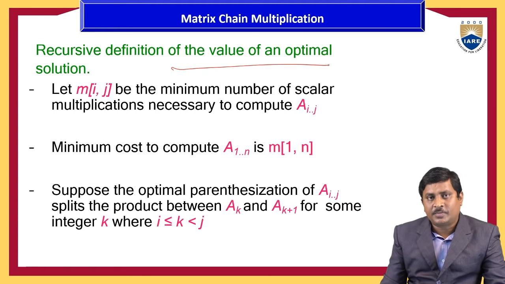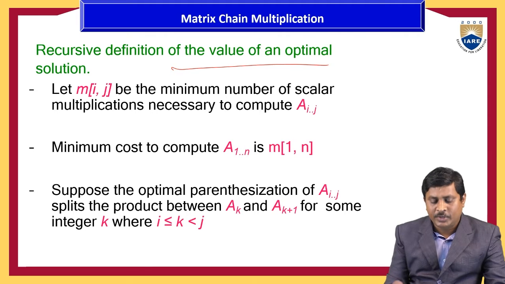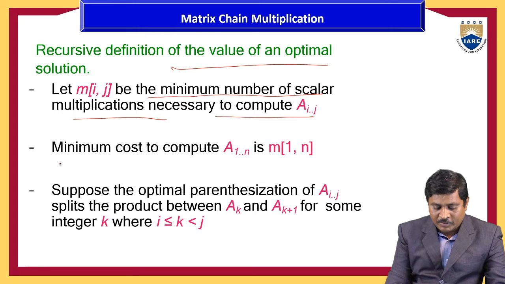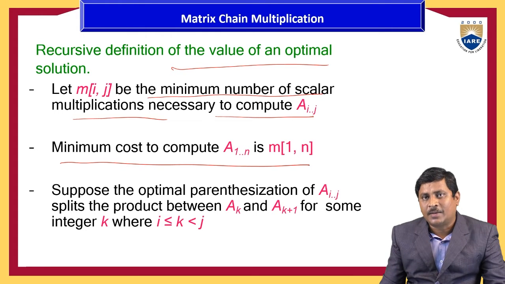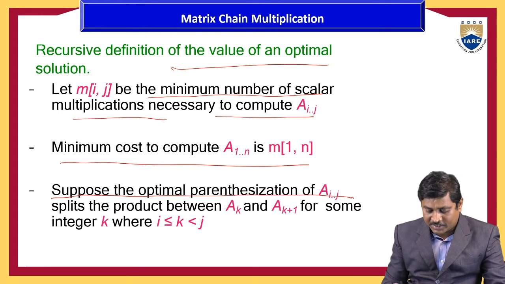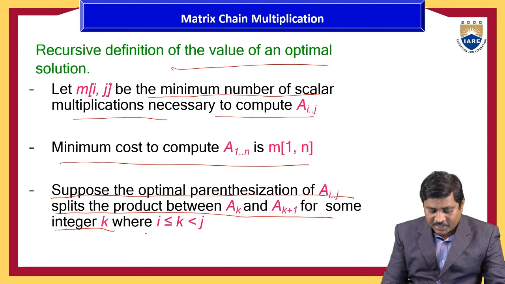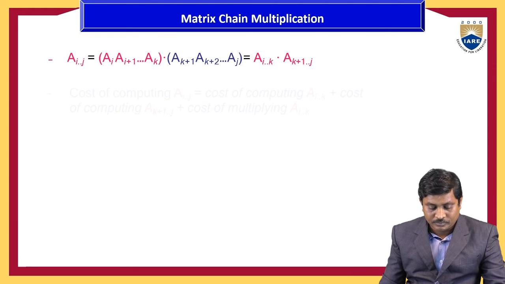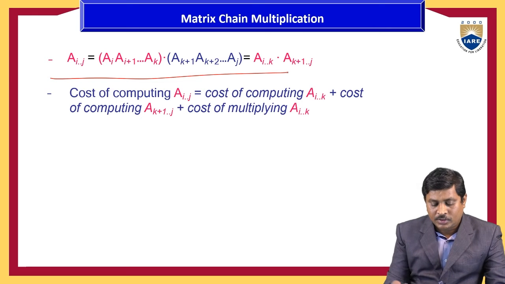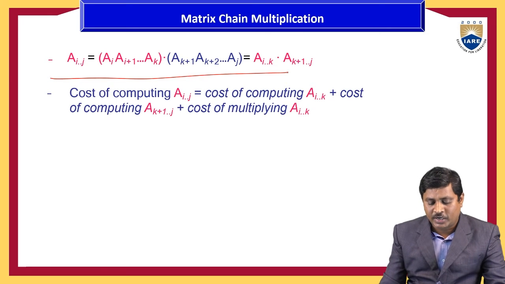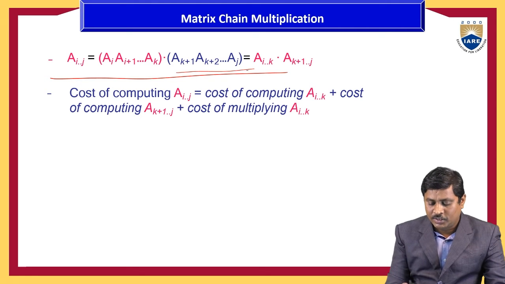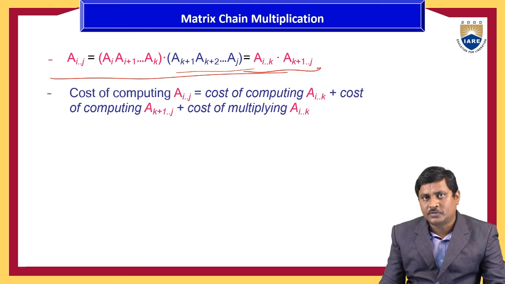Recursive definition of value of an optimal solution. Let m[i,j] be the minimum number of scalar multiplications necessary to compute Ai..j. Minimum cost to compute A1..n is m[1,n]. Suppose the optimal parenthesization of Ai..j splits the product between Ak and Ak+1 for some integer k where i ≤ k < j. Ai..j equals Ai into Ai+1 and so on Ak, Ak+1 and so on Aj, which is equal to Ai..k, Ak+1..j.